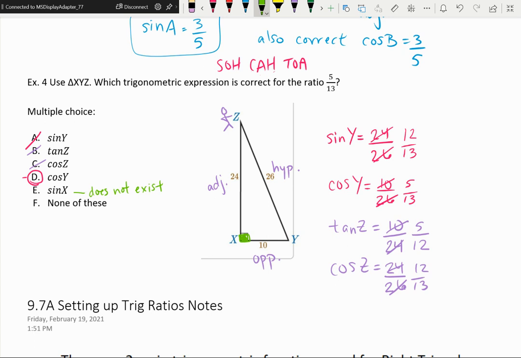Okay, so that sums up 9.7a. And in the next section, we will learn how to solve for a missing side. All right, thank you very much.